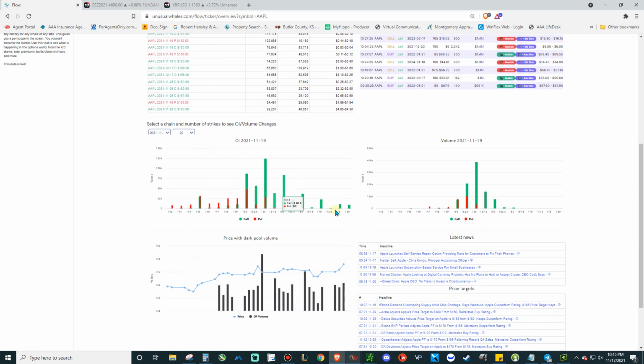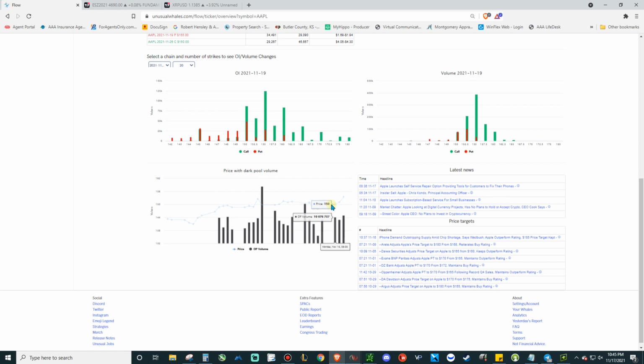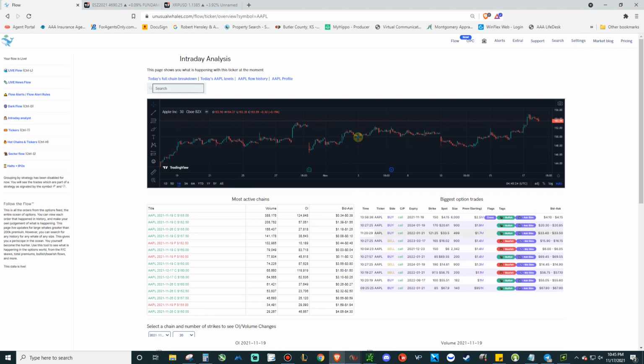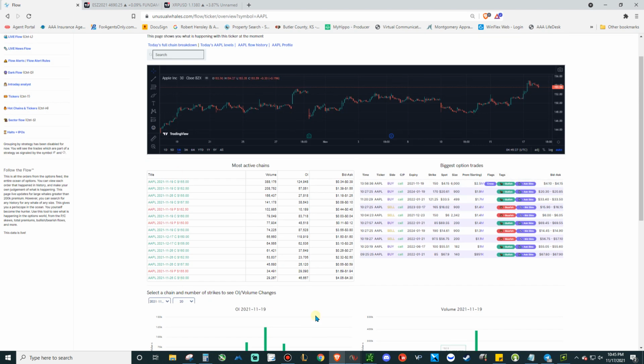Then you can see the open interest for certain expiries. If you're a short-term trader, then you're really interested in the next expiration. We got the 1119 pulled up here. Obviously 155 on Apple would be a big deal. Then you got your dark pool prints. You can see the dark pool volume and then the price overlaid. And you got the different news that shows up. So really a nice little aggregator of everything that would be of interest to somebody, so you're not navigating through 50 different tabs to figure all this out.